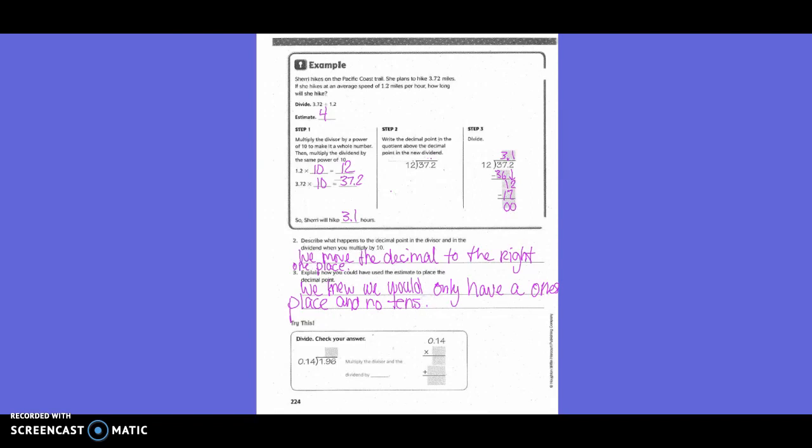Divide, check your answer. So, what are we going to do here, guys? Do we bring our decimal straight up? Yep. Does 14 go into 1? No. So 14 into 9 is? 14 into 19 is? 1. So minus 14. 5, bring down your 6. How many times does 14 go into 56? 4. 4 times.